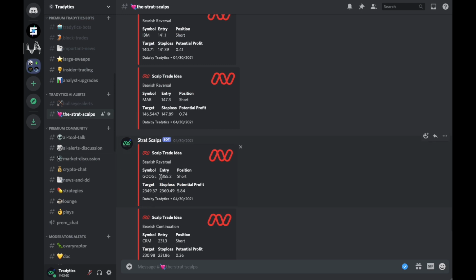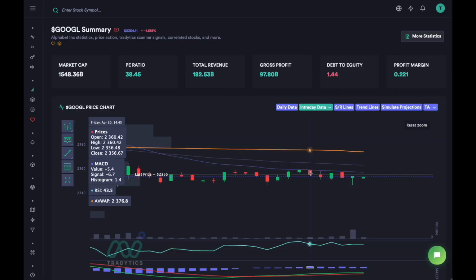The entry was at 23.55, and where is the candle? This was the candle. The entry was at 23.55. You can see the open of this was 23.55. The exit was at 23.49, and you can see the low of this was 23.48. So we hit the target within just one candle. So this was a really awesome one.